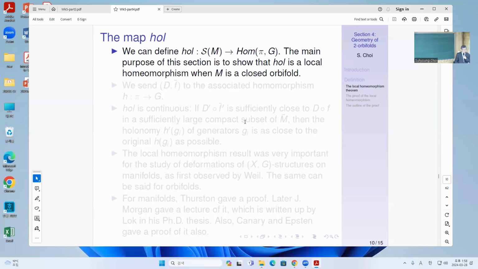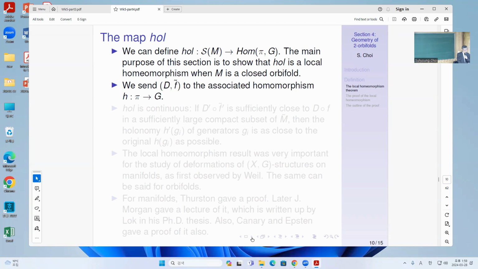And the holonomy map is given by this, SM going to Hom(pi1, G). So SM mod G is the deformation space, right? And Hom mod G is the representation space. So these are both right actions. So what we do is the holonomy map. So we get SM going to Hom mod G. So then this is actually a local homeomorphism when M is a closed orbifold.